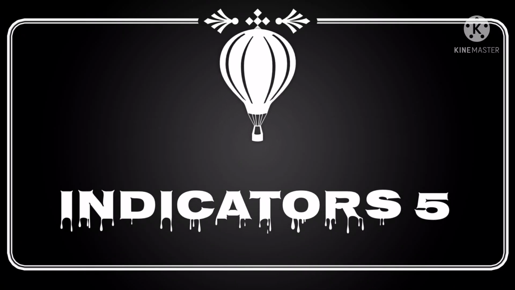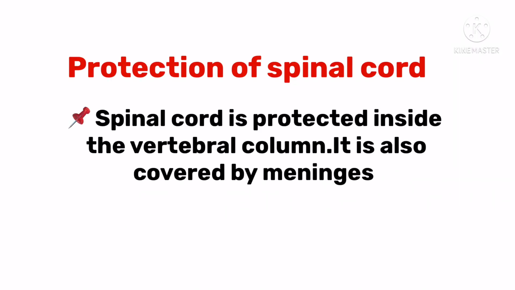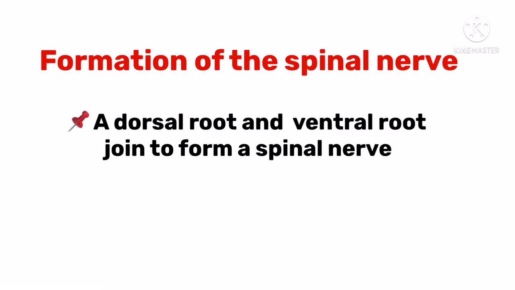Indicators 5: Protection of the spinal cord. Spinal cord is protected inside the vertebral column. It is also covered by meninges. Formation of the spinal nerve. A dorsal root and ventral root join to form a spinal nerve.